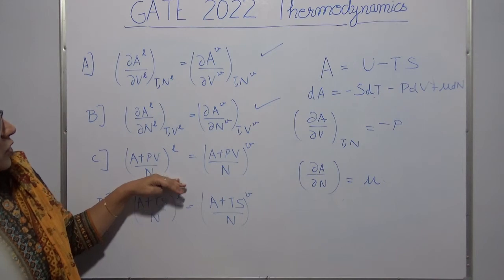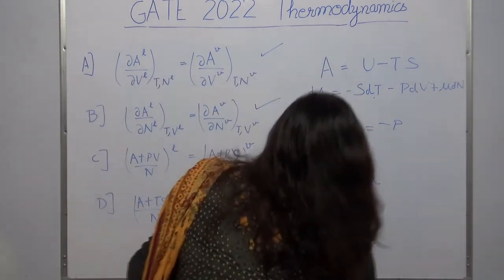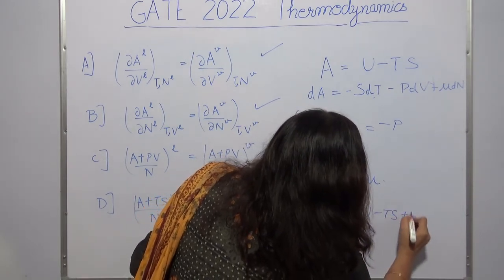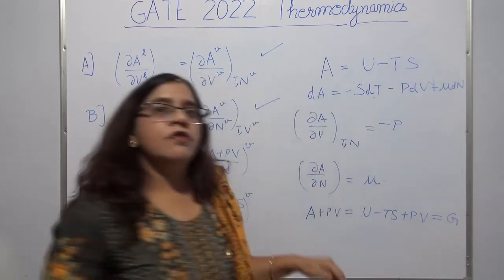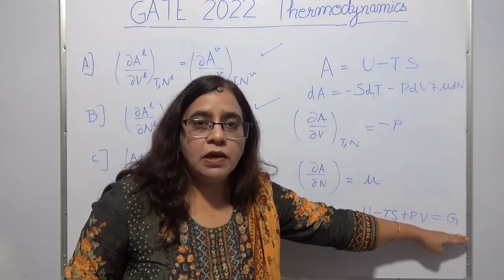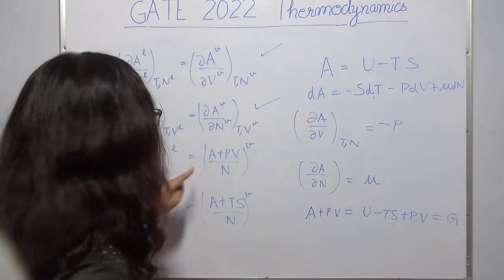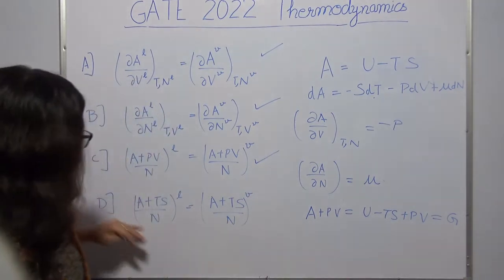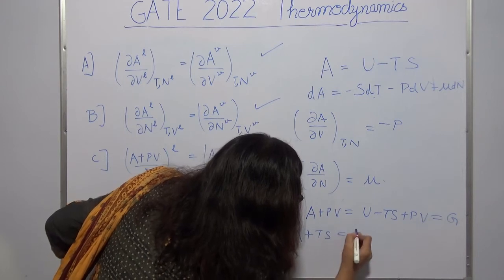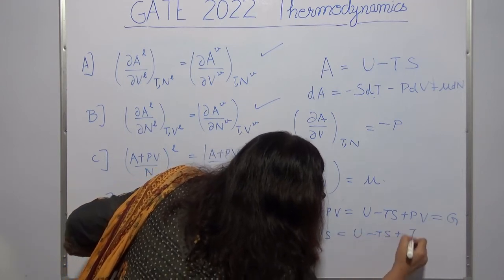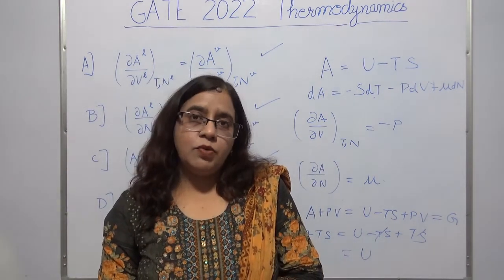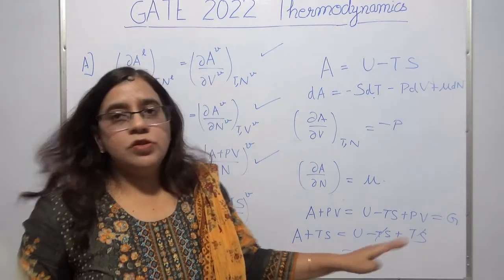Let's look at the third equation, A plus PV. Okay, so A plus PV, that is equal to U minus TS plus PV, which is equal to G. We also know that when two phases are in equilibrium, then G is the same in both the phases. Okay, so this equation again is true. Let's see the final equation, A plus TS. A plus TS is equal to U minus TS plus TS. So that is equal to U. We all know that when two phases are in equilibrium, then their U is not same.